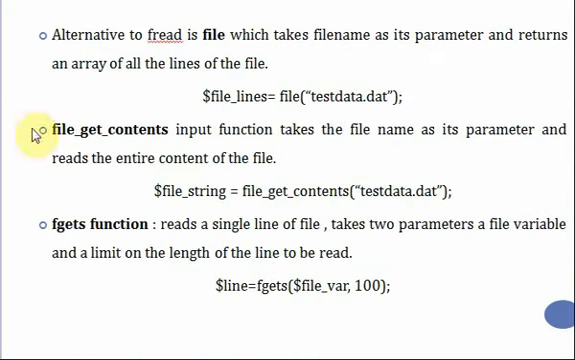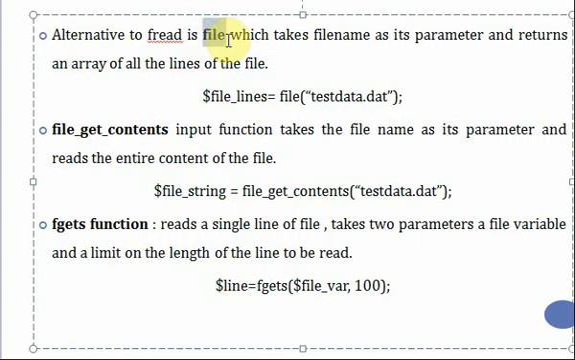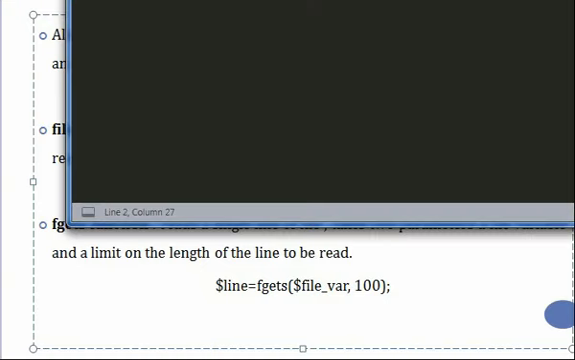We'll move on with the next one, that is an alternative to fread. We have an alternative function called file, which takes the file name as a parameter and returns an array of all the lines of the file. What does this file function do? The parameter it takes is only the file name, and it is going to return an array of all the lines of the file. We'll see this with an example.